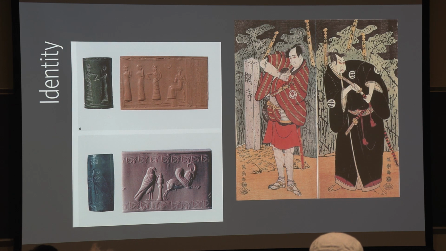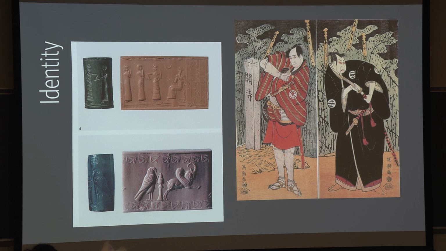Identity, one of the most important areas of engagement for graphic designers. At left are ancient Sumerian designs for identity. People would commission proto-designers, I would call them, to create a cylinder seal, which was worn around one's neck on a cord, and then was used to roll their signature into clay as a signature in some kind of contract.